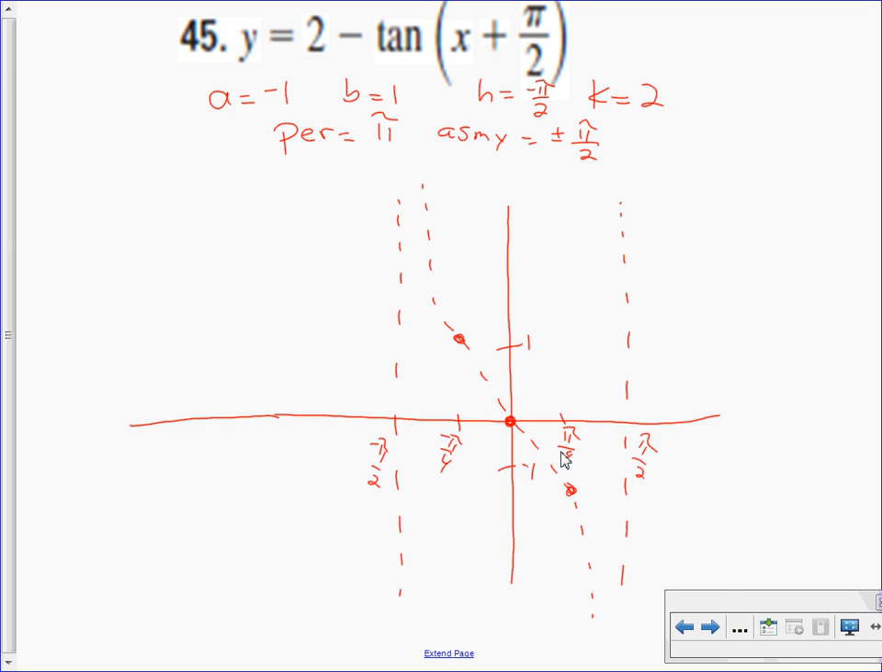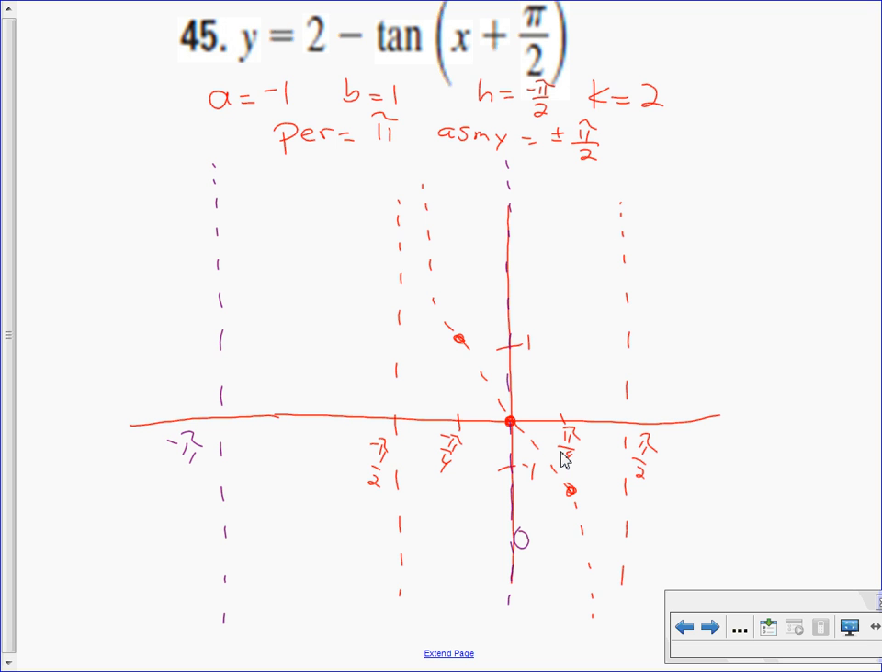So if I move pi over 2 to the left, where does it wind up? Negative pi. If I move positive pi over 2 to the left, pi over 2, where does it wind up? 0. Those are my two new asymptotes.